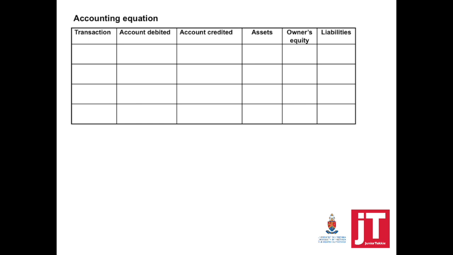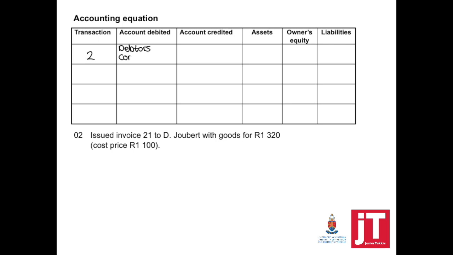Posting to the general ledger, posting to the accounting equation, we also apply the same principle we've done in the general ledger. You need to identify which account is debited, which account is credited. The first transaction was on day 2, which was a credit sales transaction. We start with the transaction number, account debited, debtors control, account credited, sales. Debtors control is regarded as an asset, that's why it's plus. Sales is regarded as an income, which will have a positive effect on my owner's equity.